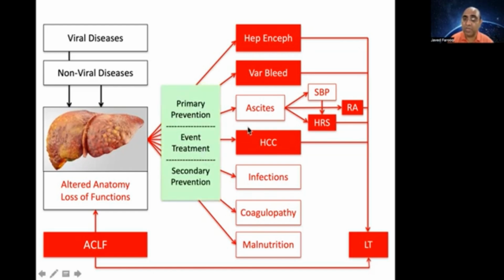So to keep the patients away from liver transplant and clinically stable, the concepts of primary prevention, event treatment, and secondary prevention are there. For all these complications, the aim is, once you diagnose a patient with liver cirrhosis, we should try to prevent these complications from happening even at the start. And if the patient presents with these complications as an acute deterioration, like acute hepatic encephalopathy, acute variceal bleed, or huge ascites, then of course care of these patients.